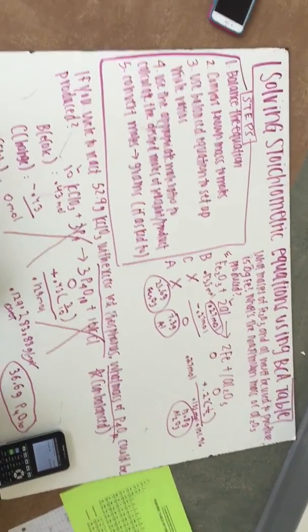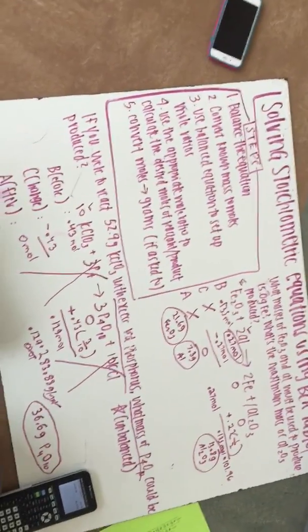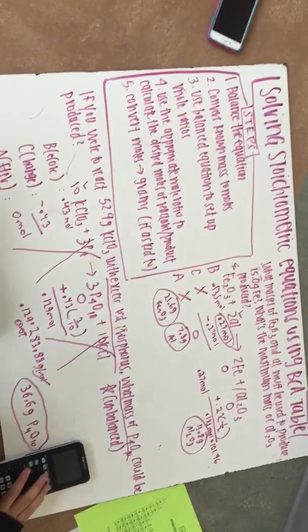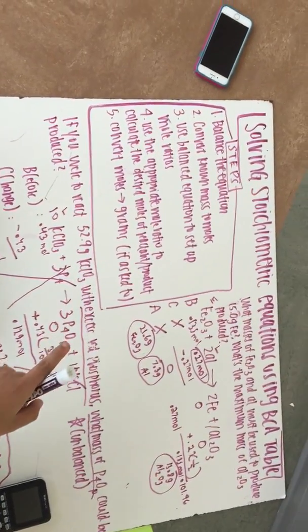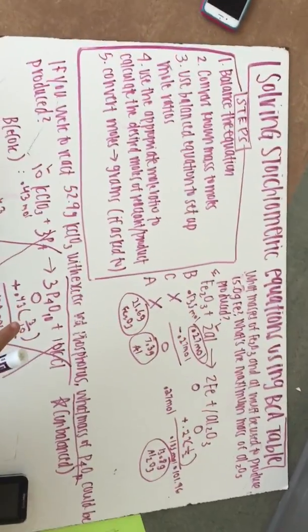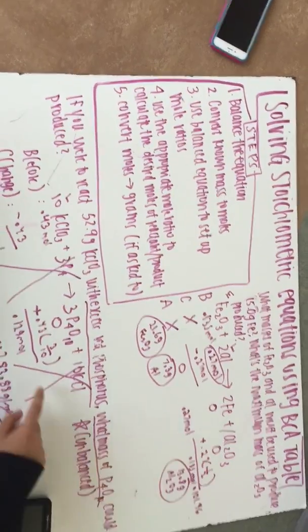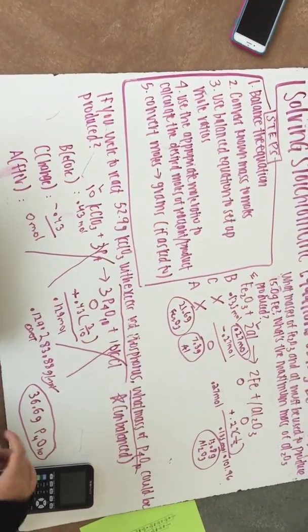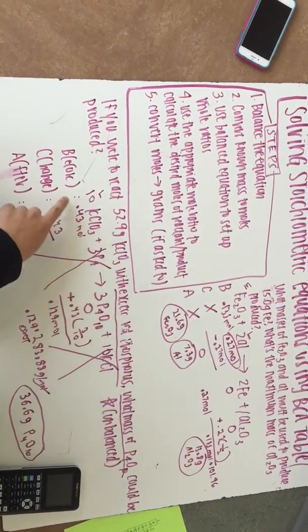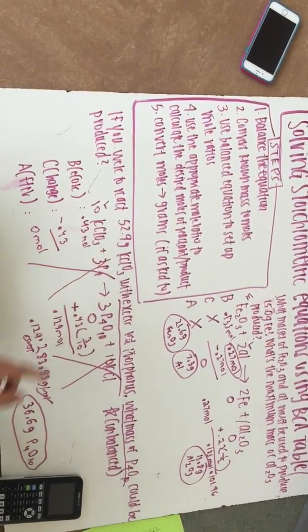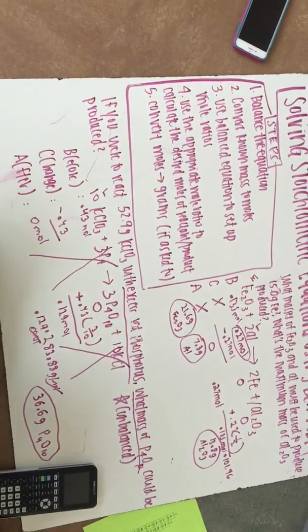This is going to be a major thing that you have to do in this class. So basically, you can either do it the way I did, or you could just use the handy dandy steps: balance the equation, convert the known mass to moles, use the balanced equation to set ratios, which would be something like that. And it's always going to be products over reactants, or limiting over excess.